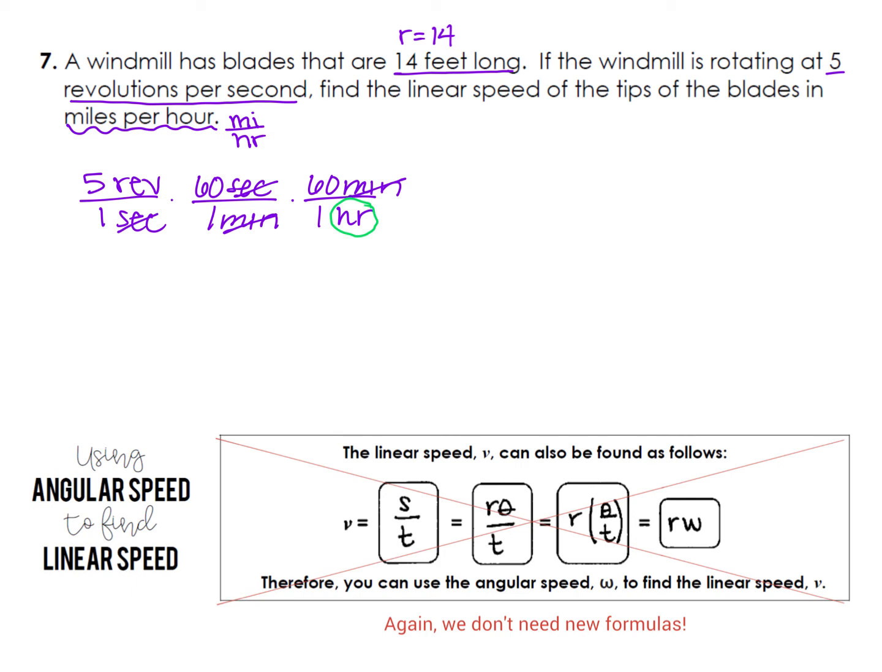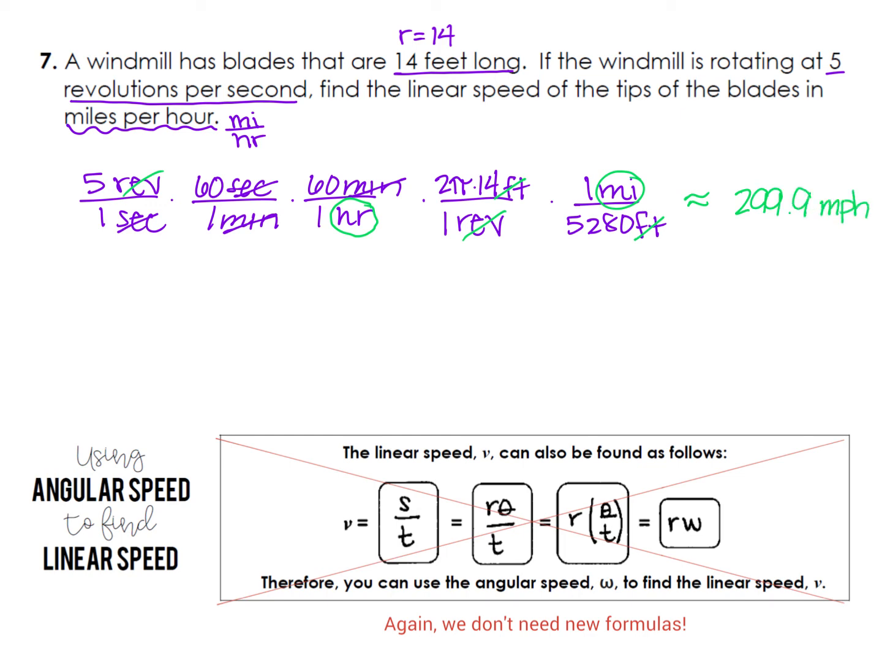Now I need to convert my numerator, instead of revolutions, into miles. So using my circumference, I know 1 revolution is 2 pi times 14 feet. And then feet into miles, there were 5,280 feet in 1 mile. Making sure you're taking the time to practice typing it in your calculator so that we end up with 299.9 miles per hour.